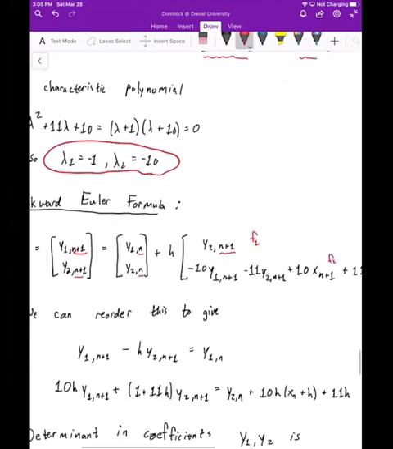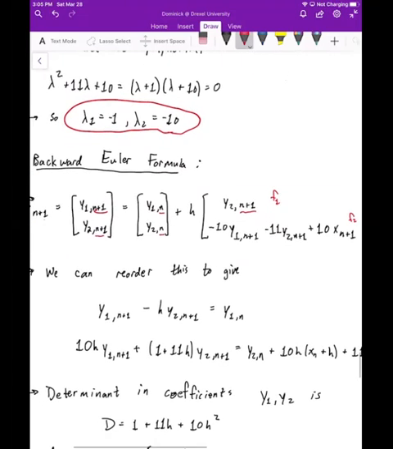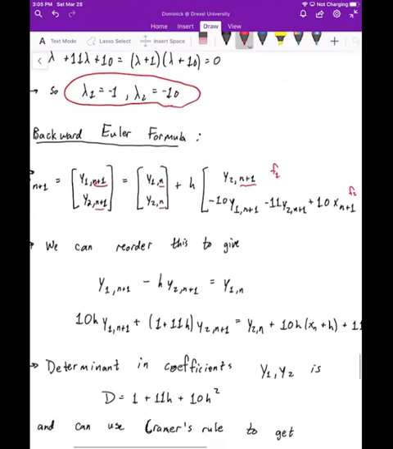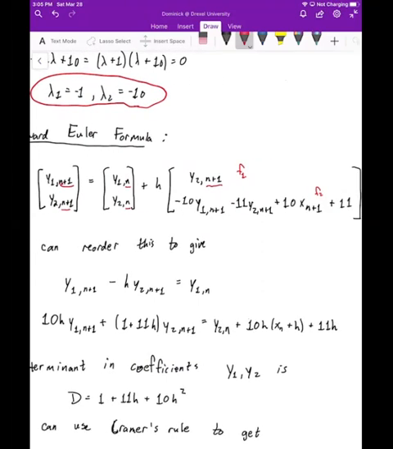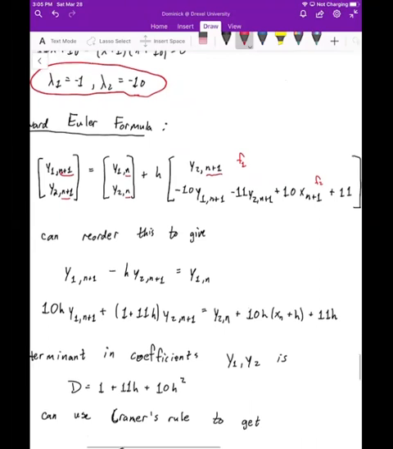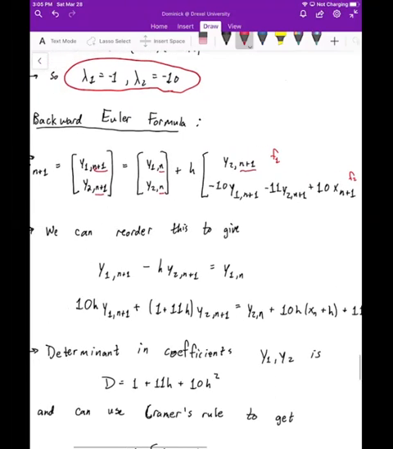Okay, now if we reorder this, we can get the following system, where we move all of our n plus 1 terms to one side and our n terms to the right side. So these are all your n plus 1 terms, and on this side, you have just n terms.